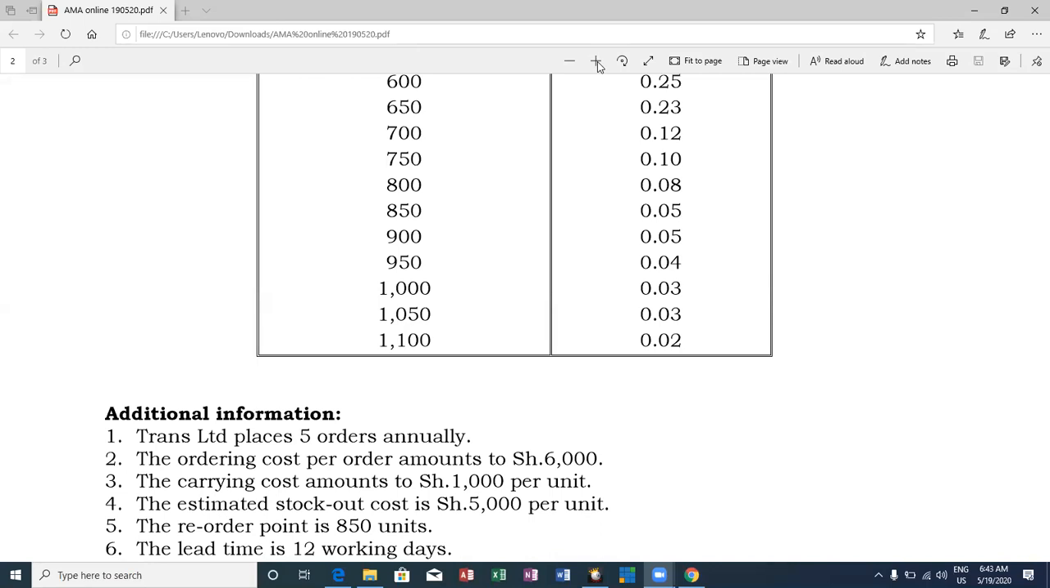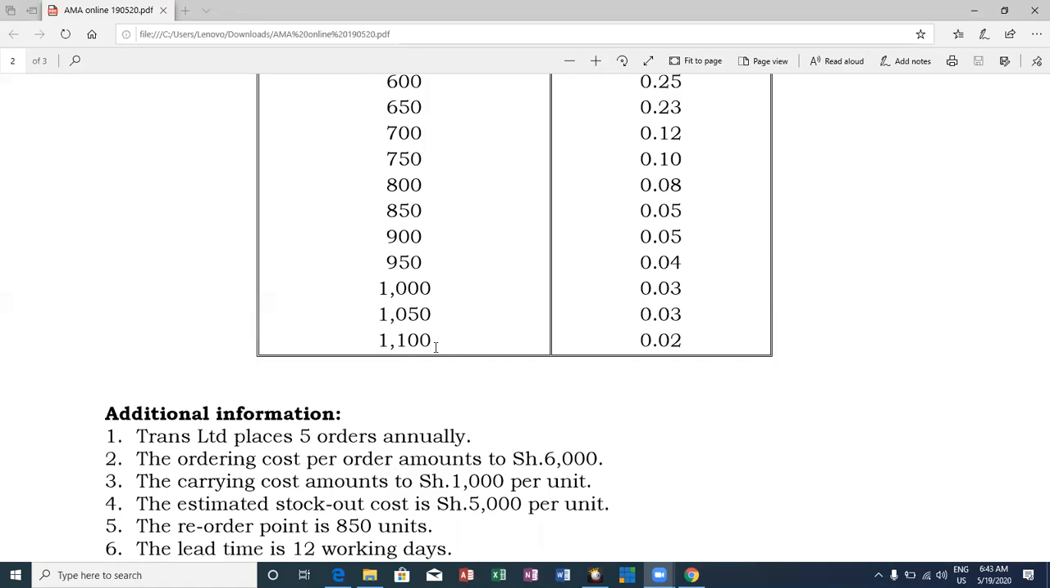So we have 850, 900. The next one will be 950. After 950, the next one will be 1,000. And then after that, we have 1,050. And then lastly, we have 1,100. Quite lengthy. This is a very good one. So this is what we call our reorder schedule, which is the same as our supply.